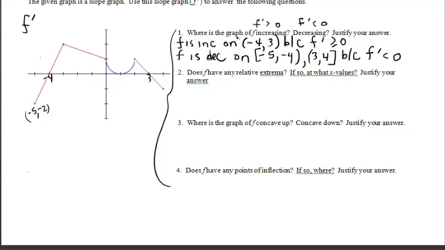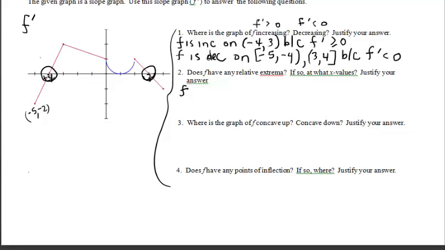So to answer these questions, you're looking for where the graph of f prime is above or below the x-axis. Does the function have any relative extrema? If so, where? Justify your answer. Well, we're looking for x-intercepts. Right here and right here. And of course, this is an x-intercept, but specifically for where the graph of f prime changes from positive to negative. It cuts through the x-axis, if you will.